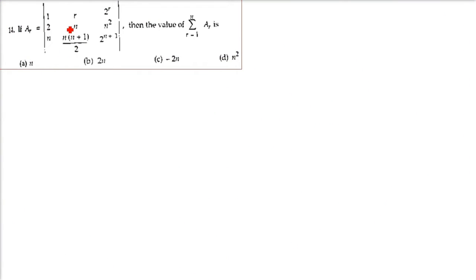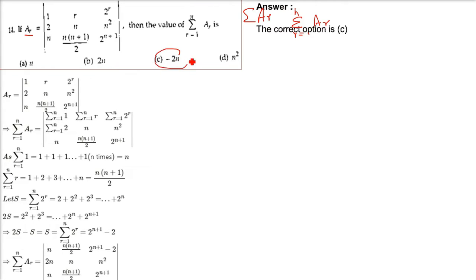Now the next one is A R is given, A sub R, that is the subscript. Now we have to find out the sigma. Sigma is addition, R equals 1 to n, A R. So let me give you an answer here. The correct answer is actually, I'll just show you. It's not minus 2n, it's actually something else.